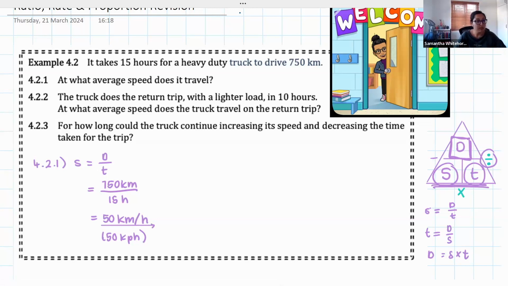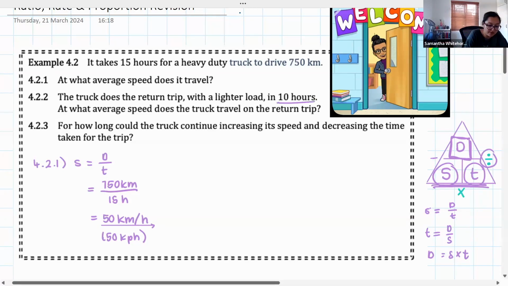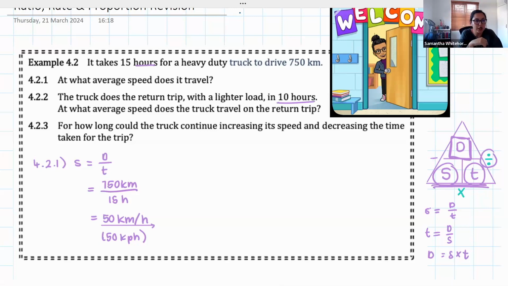All right, so nice and easy. We've used our formula. We don't need to stress. If we have a look at 4.2.2, the second question, it says the truck does a return trip with a lighter load in 10 hours. So if you compare the hours, it's much quicker for the second trip. At what average speed does the truck travel on the return trip?